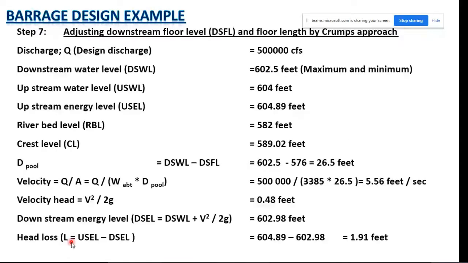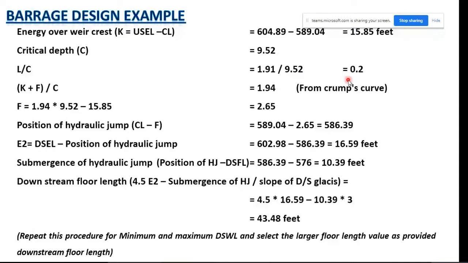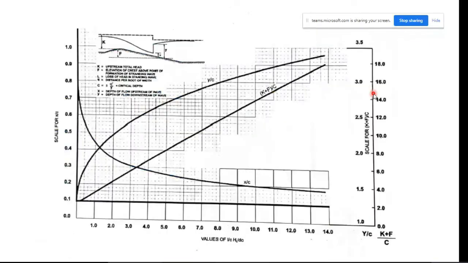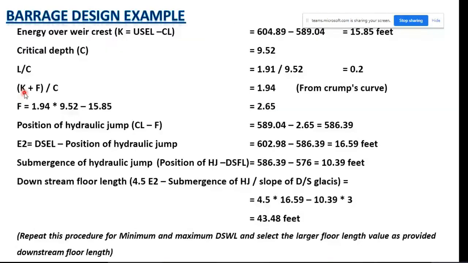For this value of L over C, we have to see a value of K plus F over C from Crump's curve. For our L over C value of 0.2, it will be somewhere around here. K plus F over C is slightly less than 2, it's around 1.94. Rearranging this K plus F over C, we know the value of K, the energy head over the weir crest. C is critical depth. Only F is left unknown. Rearranging this equation to determine the value of F, F is calculated here, where F was the elevation of the hydraulic jump with respect to the crest level.